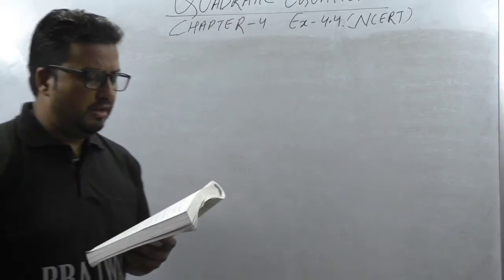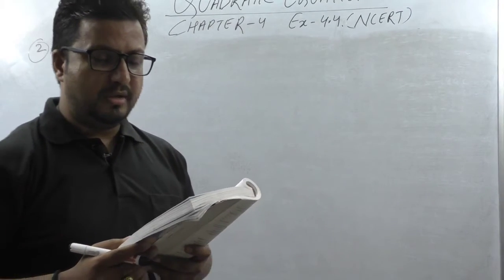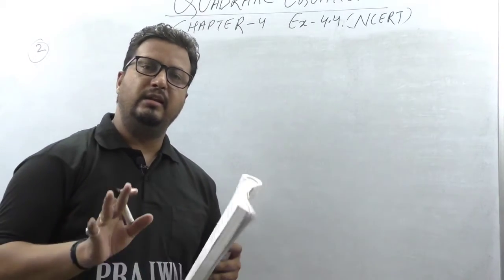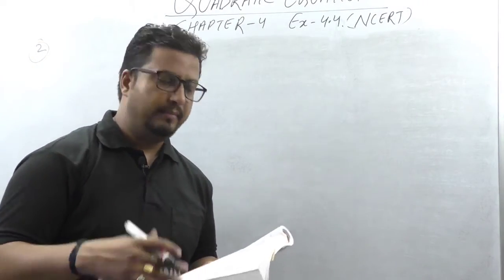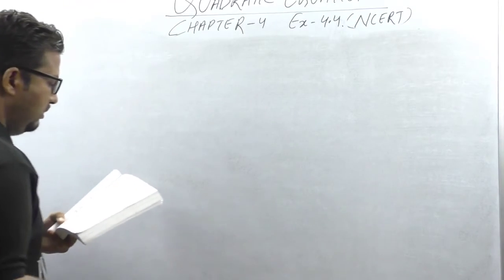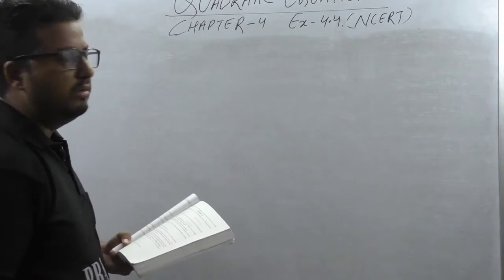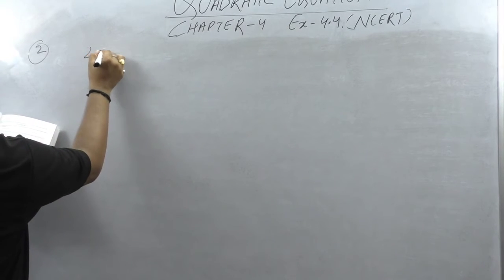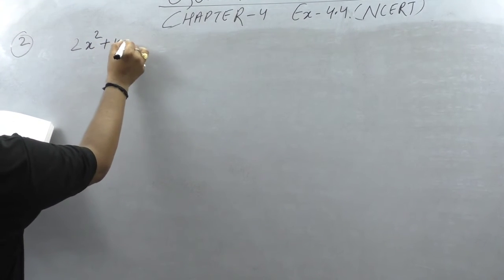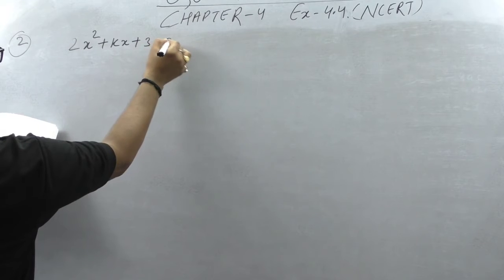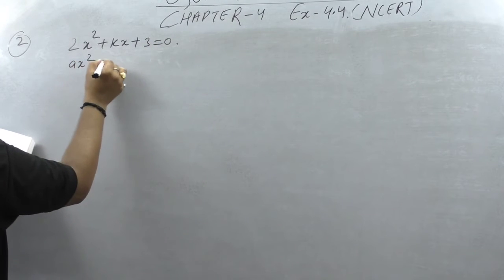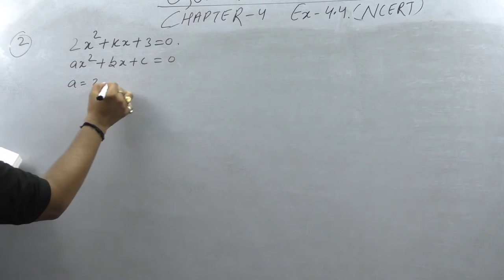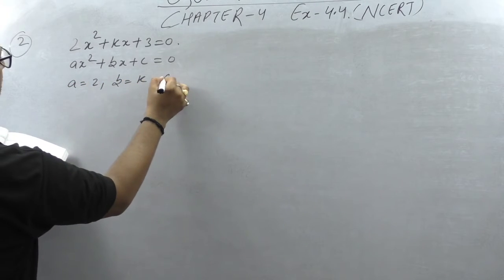Now we have to find the value of k for each of the following quadratic equations so that they have equal roots. The question already says the equation has real and equal roots. So for real and equal roots, D is equal to 0. The equation given is 2x square plus kx plus 3 equal to 0. Compare with ax square plus bx plus c equal to 0. A value is 2, B value is k, and C value is 3.